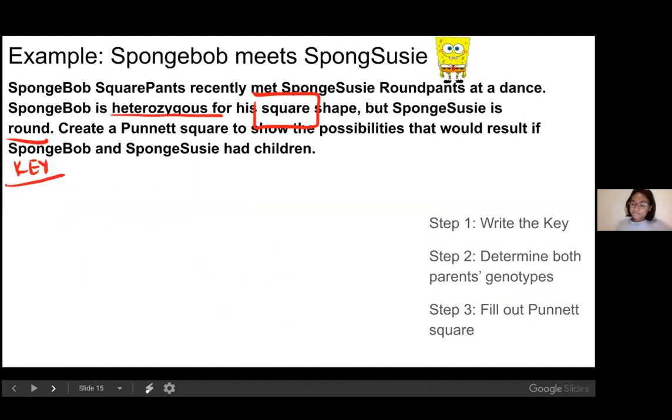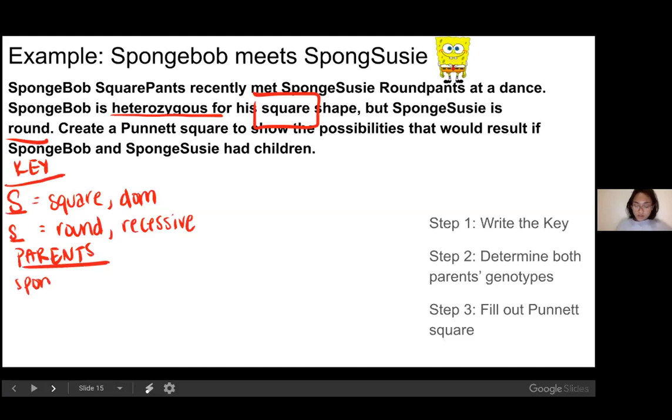So, let's say that square is, since square is dominant, square is going to be big S. And it's dominant. So what would be the letter for round? Would it be capital or would it be little? You are right. It would be a little tiny s because this one is recessive. So let's go ahead and do our, well, I'm actually going to do that on the side. Where's my eraser? Let's go ahead and do parents.